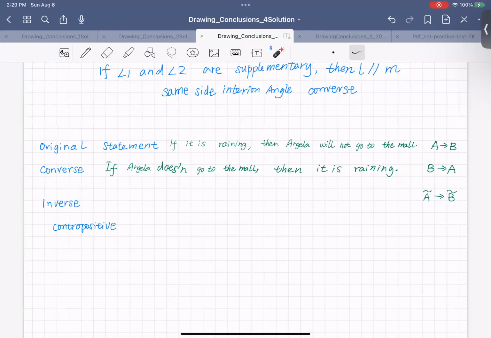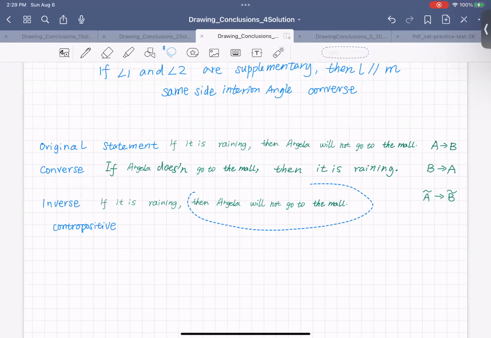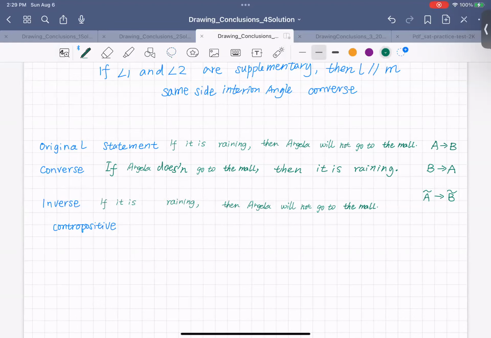If it is not raining, then Angela will go to the mall. Okay, so we will do over here: if it is not raining, then Angela will go to the mall. Still A in front, but change to not A. B is at the end, but make it not B. This means: if not A, then Angela will go to the mall.